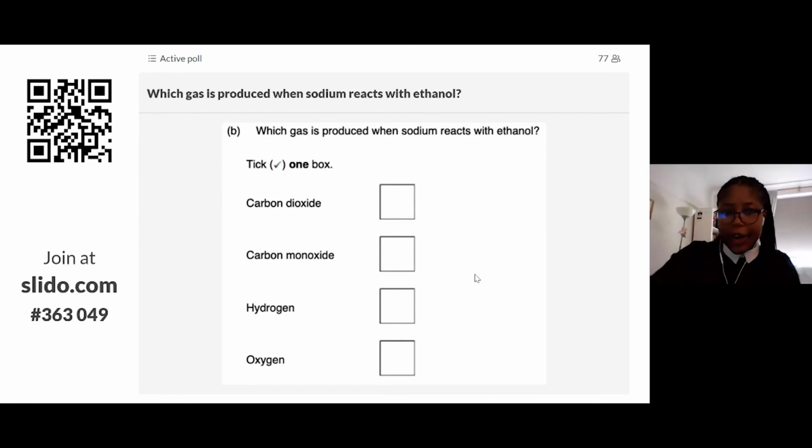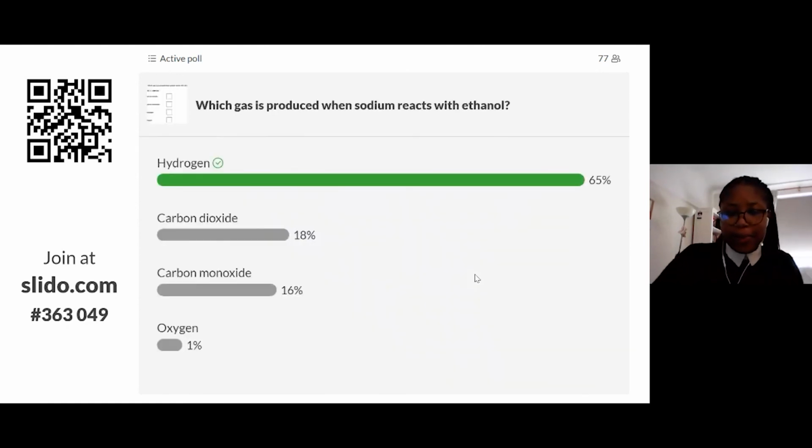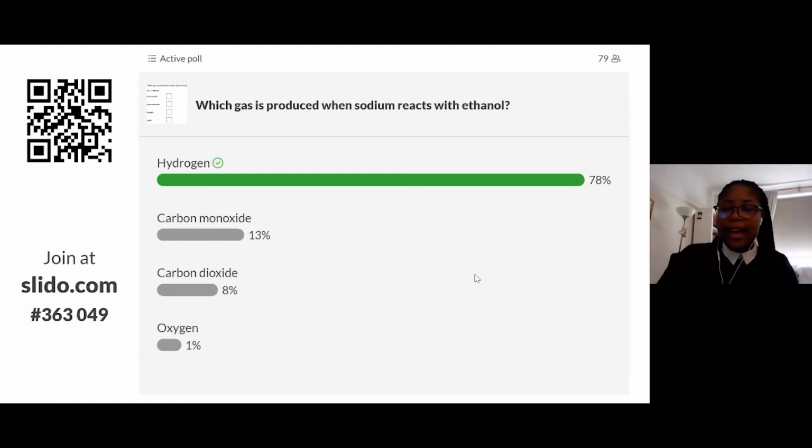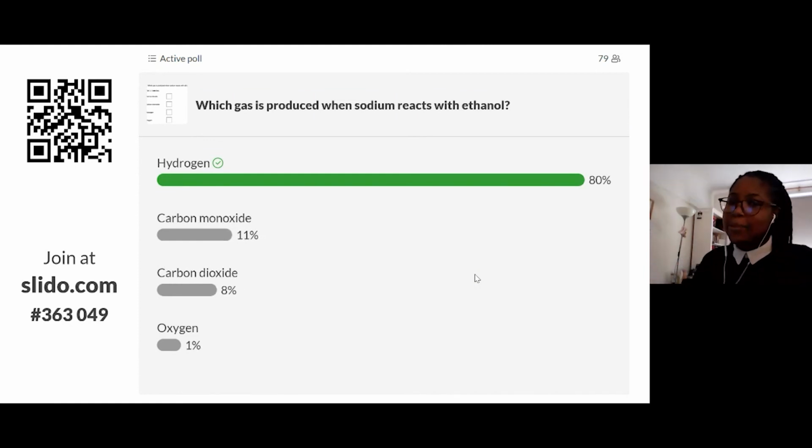Okay, let's see what you guys have gone for. Which gas is produced when sodium reacts with ethanol? Okay, great. So the majority of you have gone for hydrogen, which is correct. So remember, when ethanol and sodium react, the products are going to be a salt and hydrogen. So when the reaction takes place, you're going to see those bubbles forming as hydrogen is produced. So really well done.